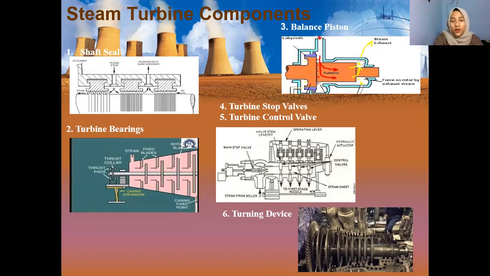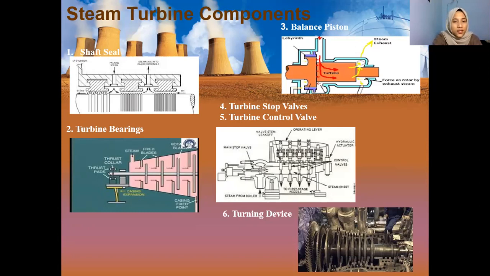And then turbine stop valve and turbine control valve. Turbine stop valves are also called emergency stop valves because their function is to isolate the turbine from the steam supply in an emergency to avoid damage or overspeed. And then the turbine control valve serves to control the supply of water vapor that enters the turbine in accordance with the control system, which depends on the amount of electrical load.